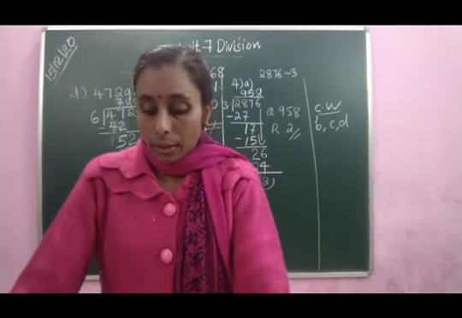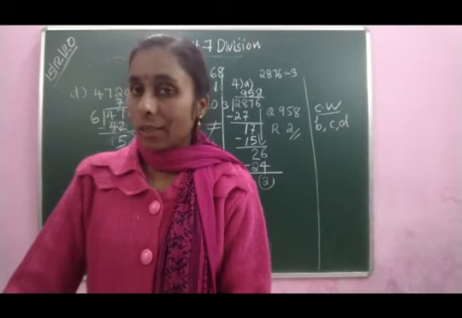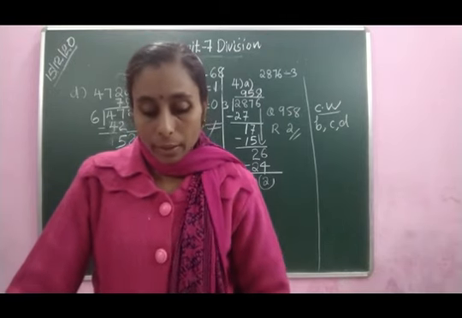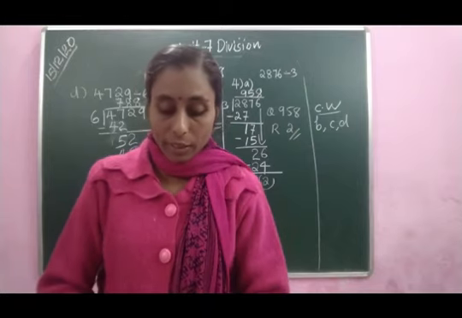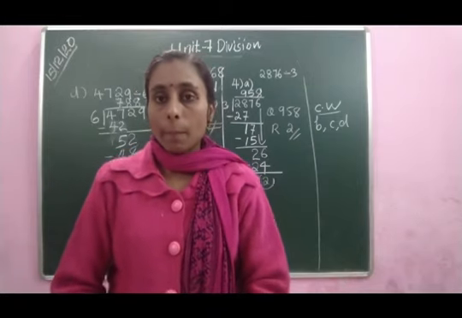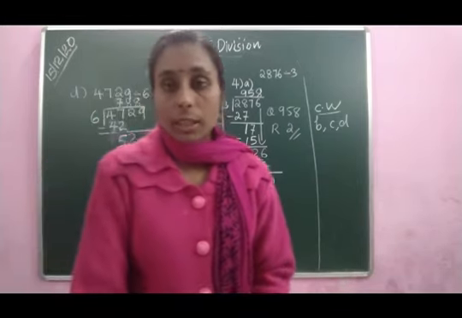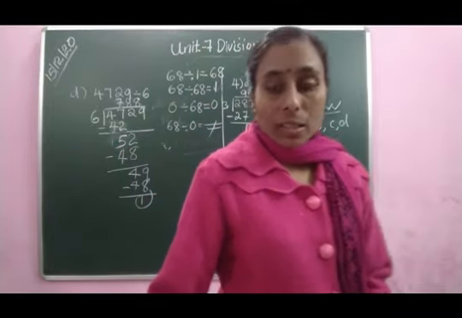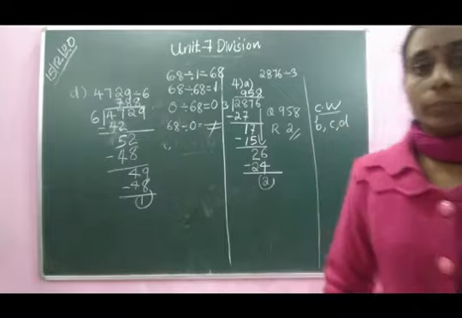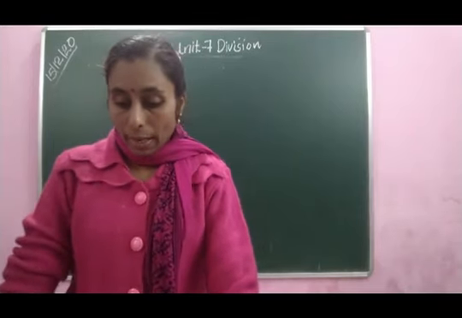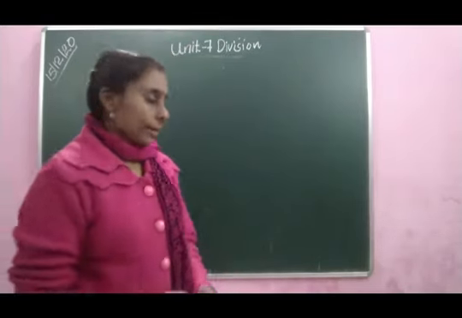Next one. Division by 10 and 100. It is very easy. I shall explain how we can do it. Okay. Division by 10 and 100. Let's see how we can do it.